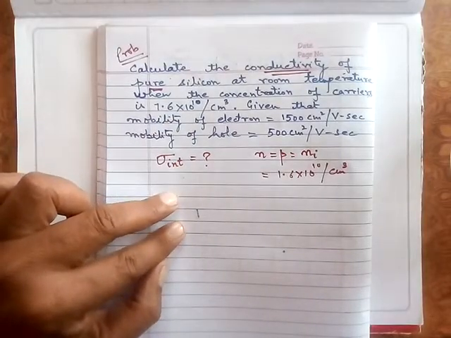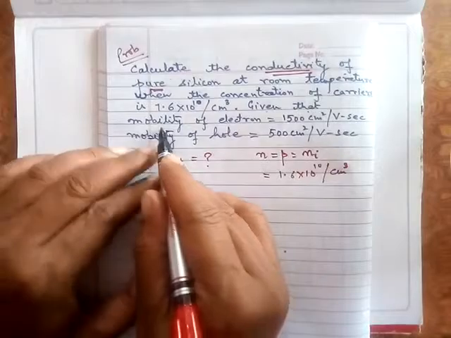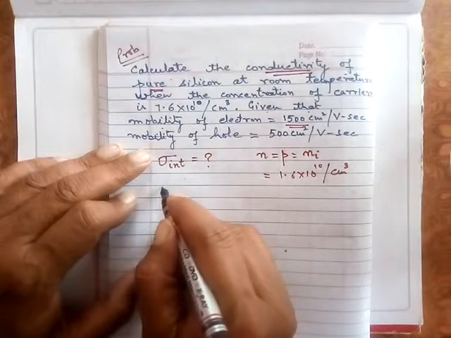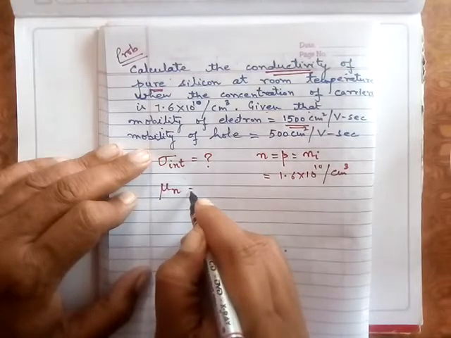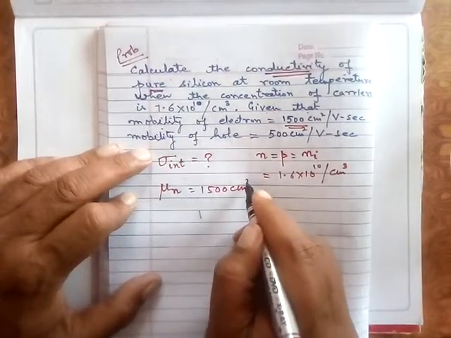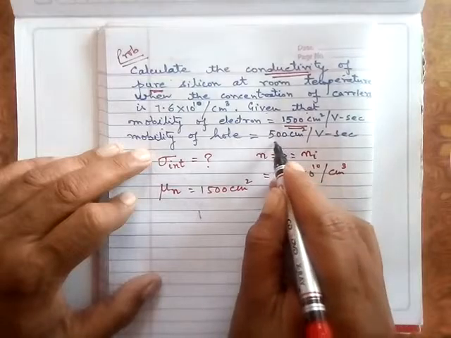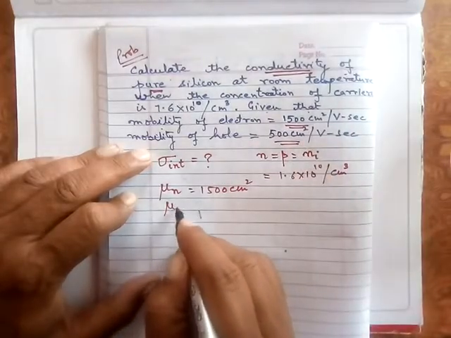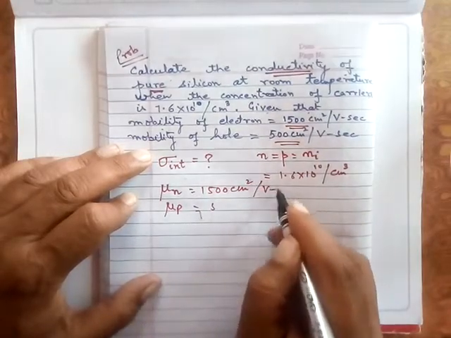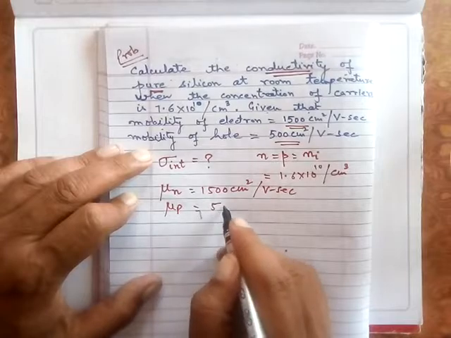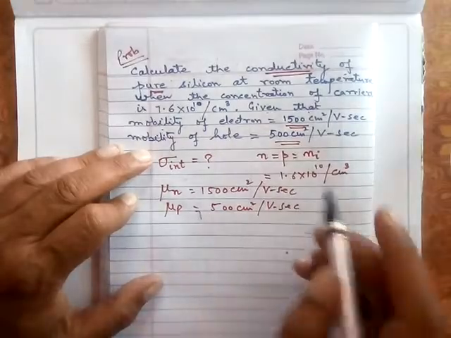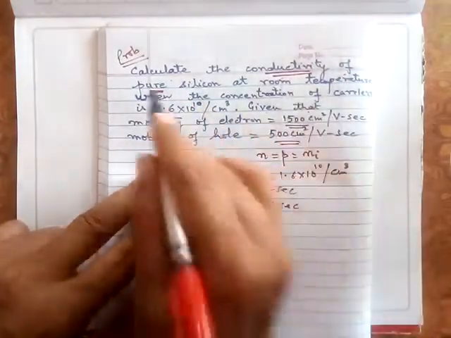Given that the mobility of electron, mu n, is 1500 centimeter square per volt second, and the mobility of hole, that is mu p, is 500 centimeter square per volt second. Now it is asked to calculate the conductivity of pure silicon.